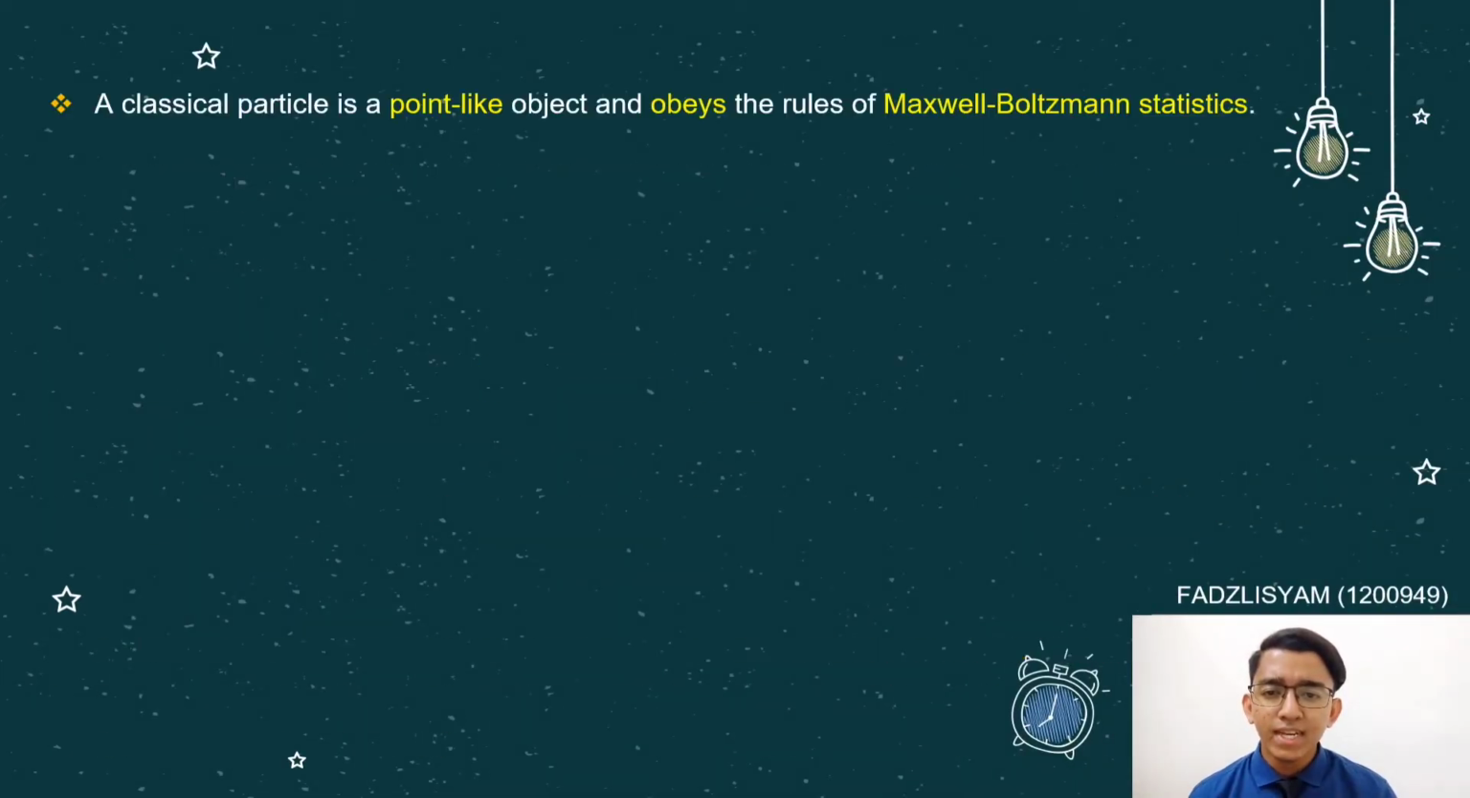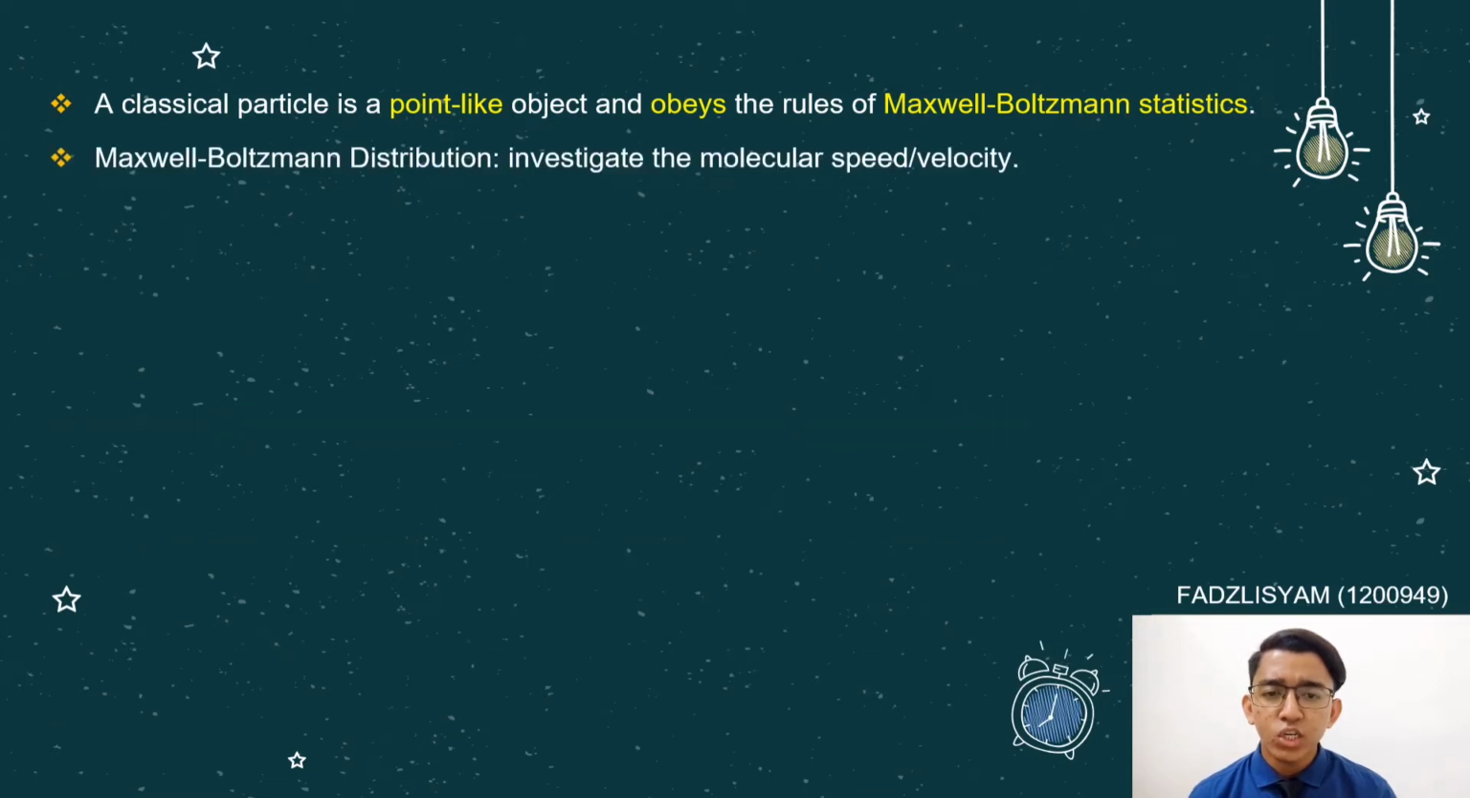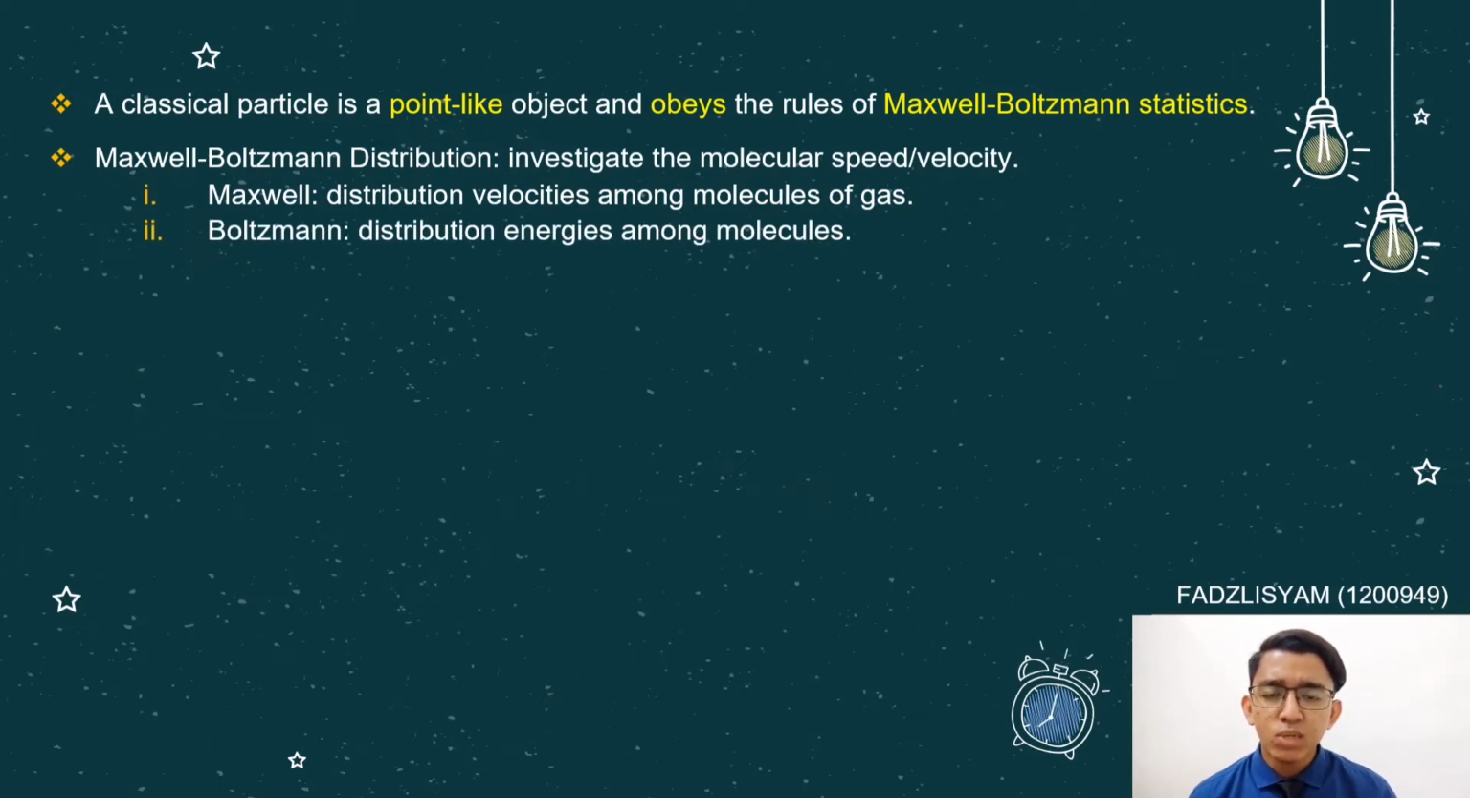A classical particle is a point-like object and obeys the rules of Maxwell-Boltzmann statistics. The Maxwell-Boltzmann distribution is used to investigate molecular speed or velocity. James Clerk Maxwell in 1859 determined the distribution of velocities among molecules of gas. It was later generalized in 1871 by Ludwig Boltzmann to express the distribution of energies among the molecules.